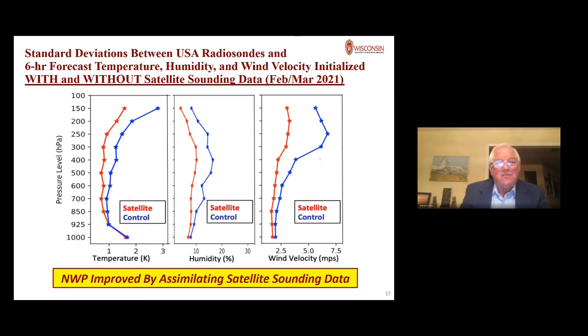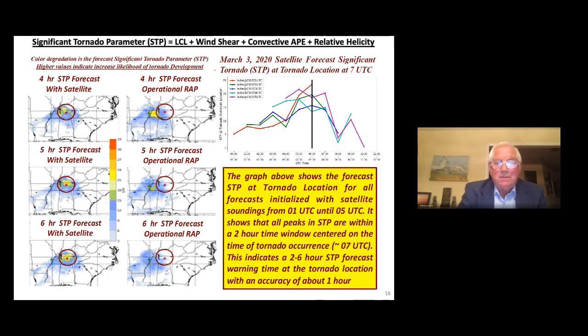These are just 6-hour forecasts. The blue is the control without satellite data, and the red is with satellite data. And you see that the temperature, the humidity, and the wind field are greatly improved by assimilating these data. So we've been able to demonstrate that you get improved forecasts with these high resolution data. And when we get real geohyperspectral instruments all around the globe, we're going to get phenomenal, much greater accuracy global forecasts as well.